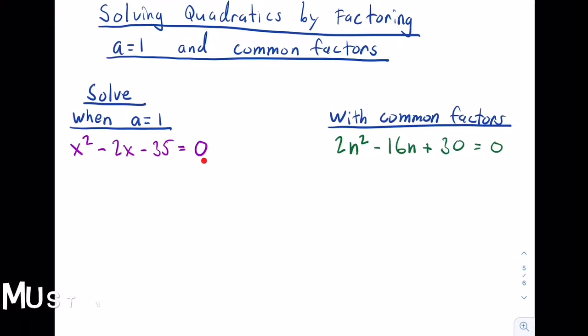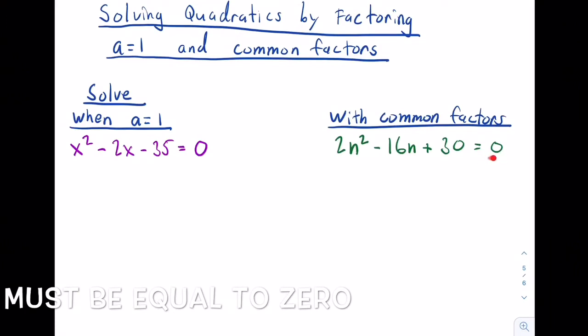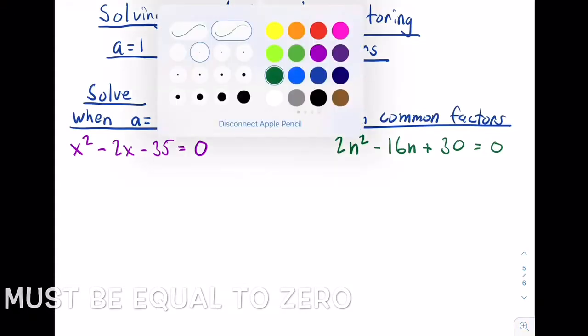And you notice both of them are equal to 0, and this is very important, and that's going to help us to factor. So we need the right side to be 0 first in order to factor it and solve it.